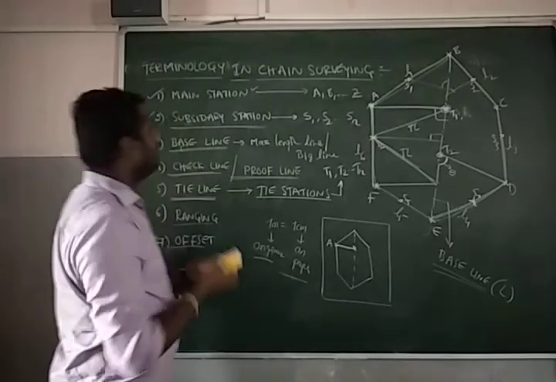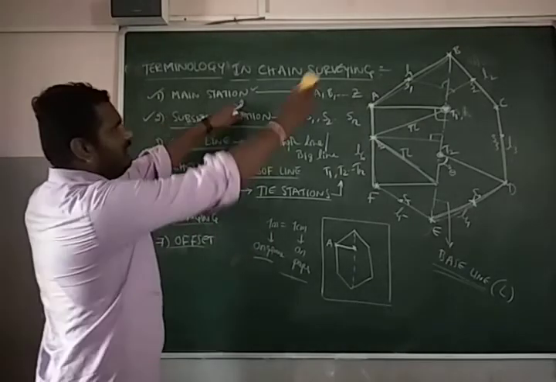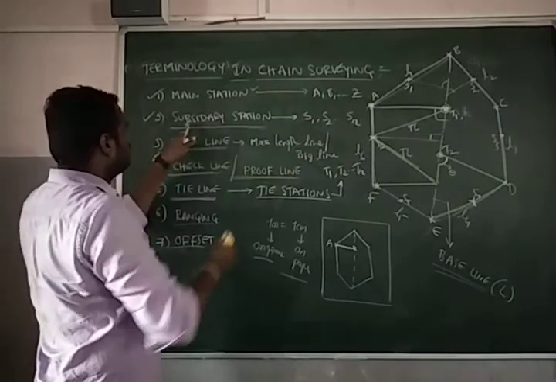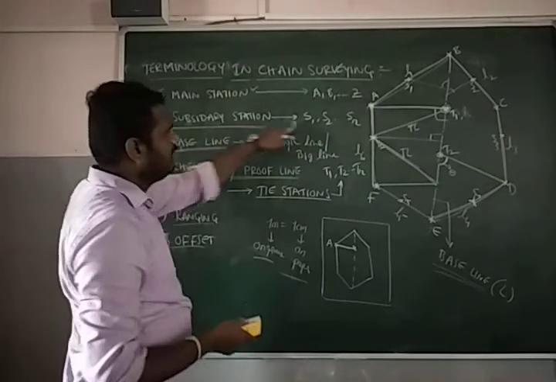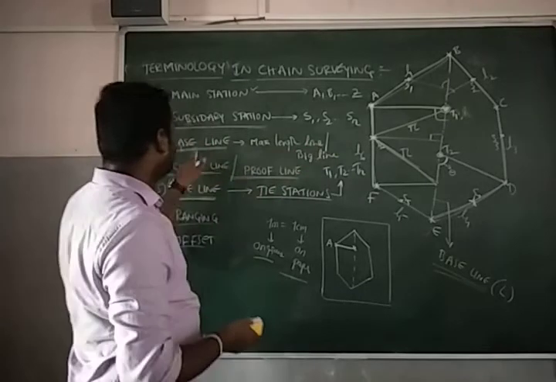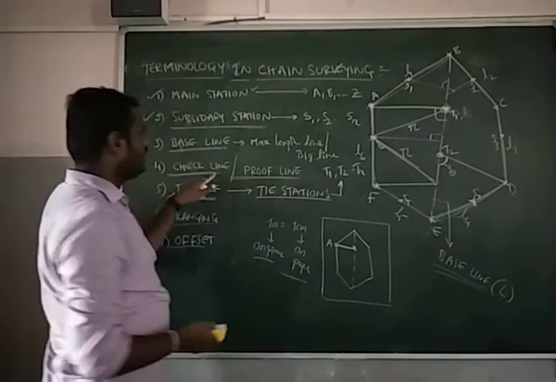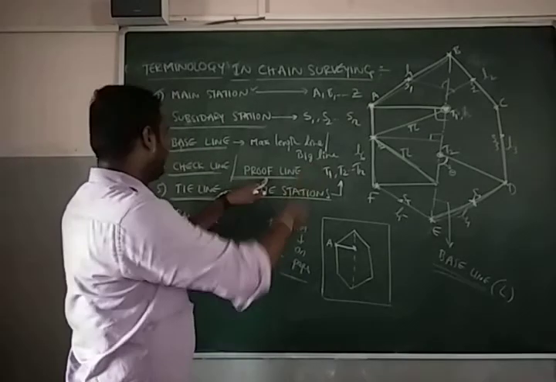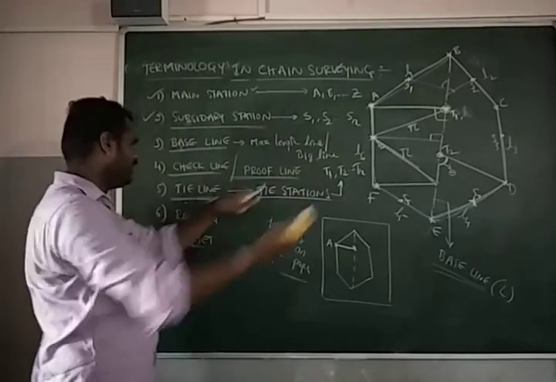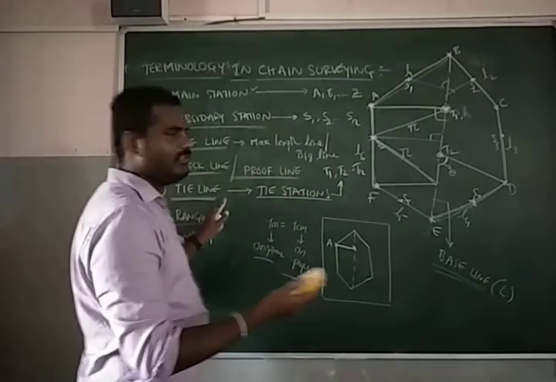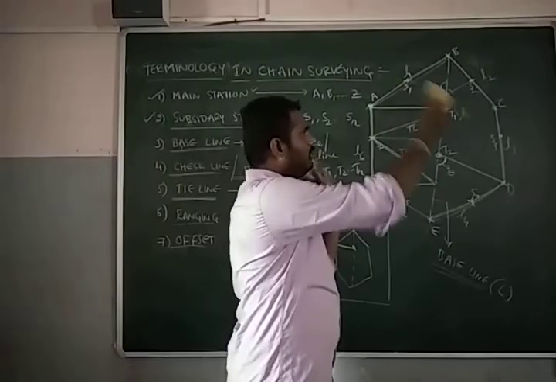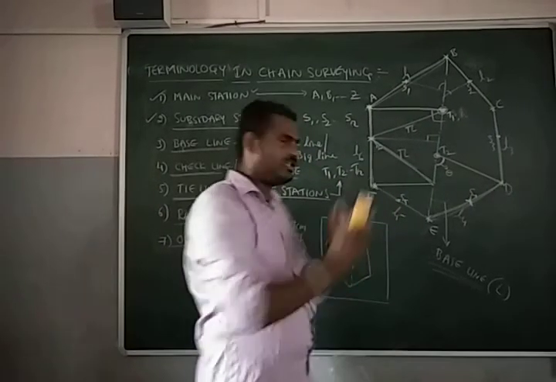So I think you got an idea now. What is a main station? A, B, C, D, represented with capital letters. Subsidiary stations S1, S2, S3 and so on. Baseline, the maximum length line or big length line. Check line or proof line, to check the accuracy of the chain's work after plotting. Tie lines, especially for the purpose of dividing the total plot into a number of small triangles.